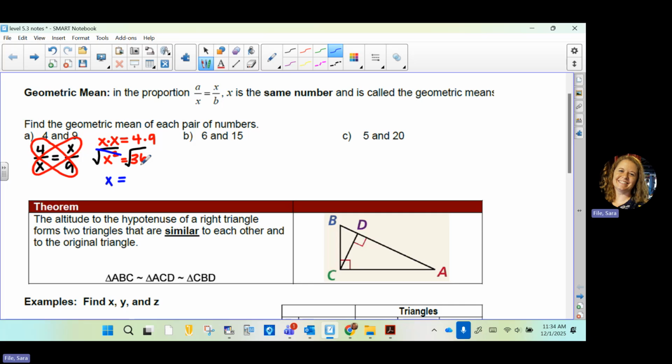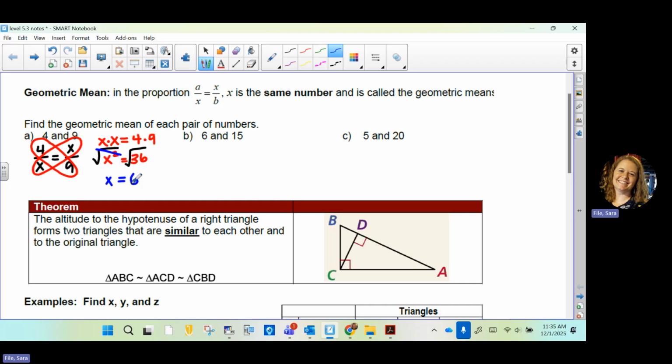6 times 6 is 36, right? So 6 squared. So the square root of 36 is 6. And again, if you don't know that, you have Desmos that you get to use. You don't have to be able to do that in your head. It's good to know your perfect squares.